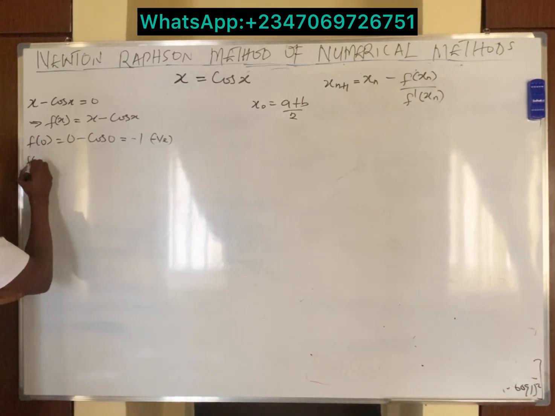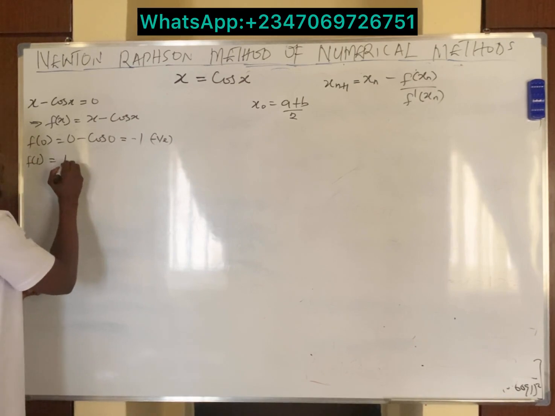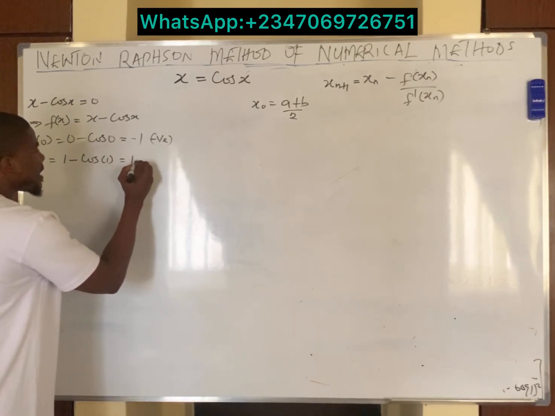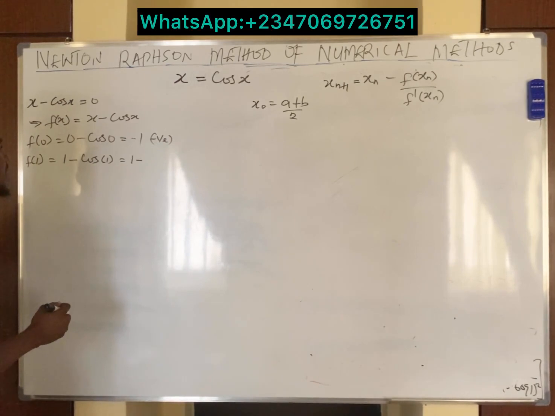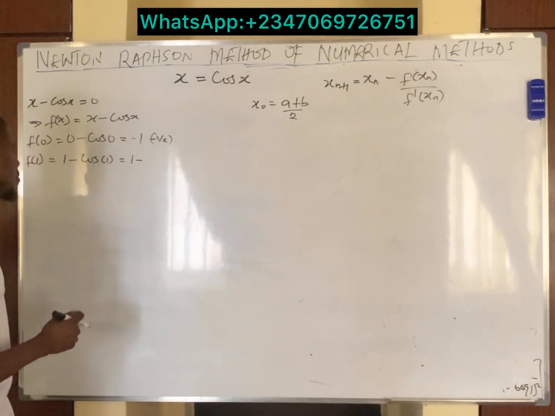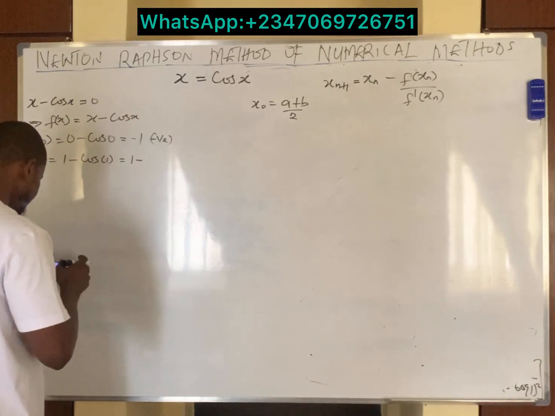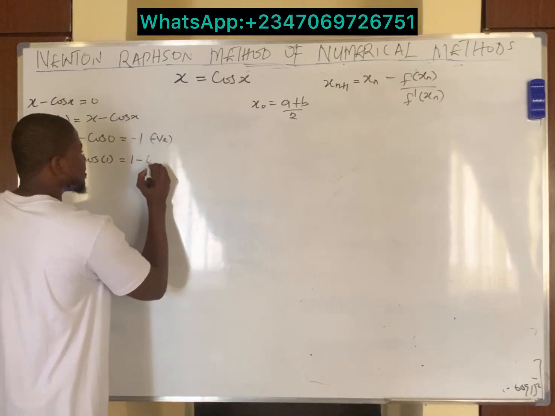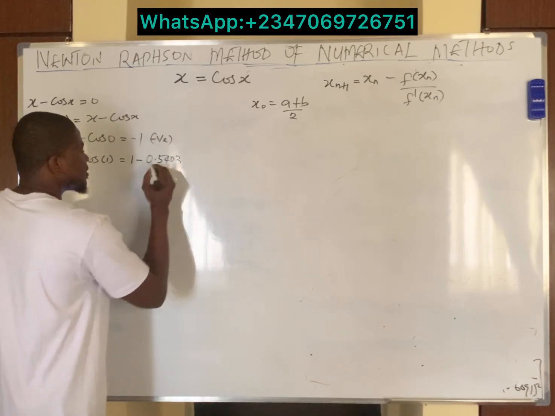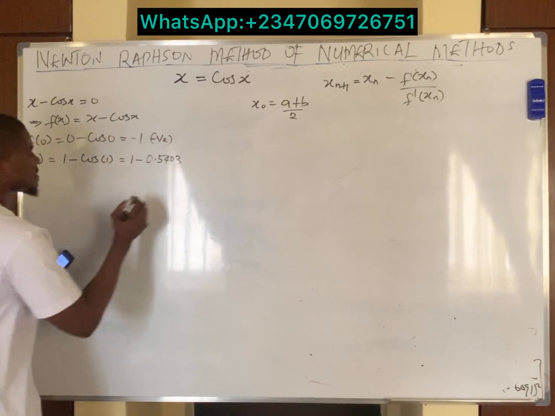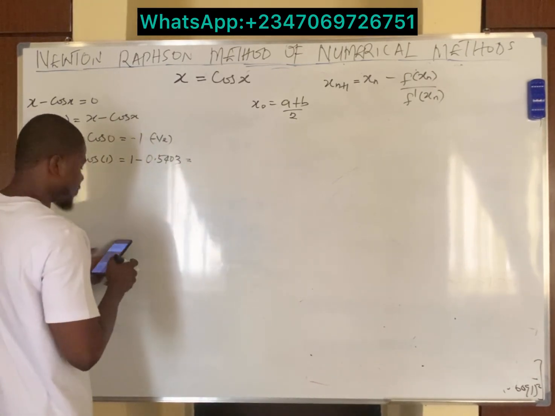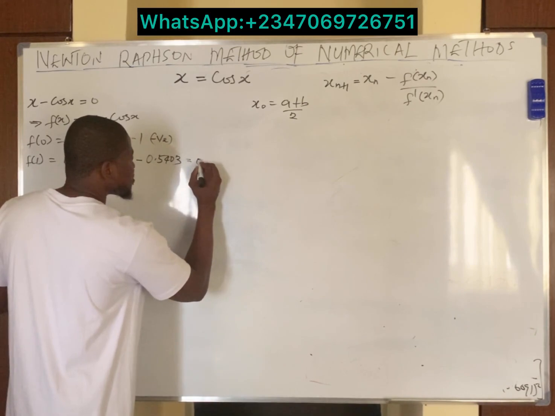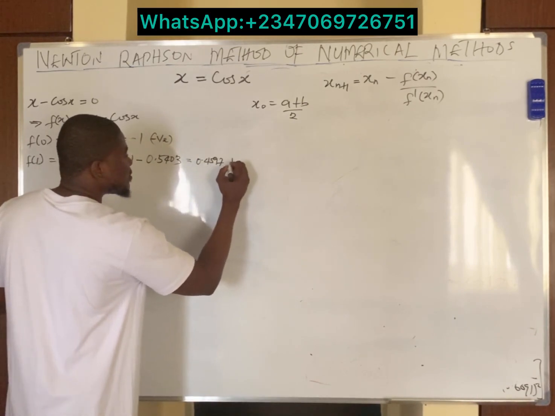So we punch f of 1. This is going to be equal to 1 minus cos 1. Let's find what cos 1 is. Remember to put your calculator in radian mode for this. So cos 1 gives us approximately 0.5403. So this implies that 1 minus 0.5403 gives us 0.4597, and this value is positive.